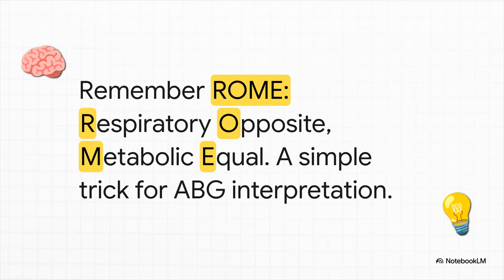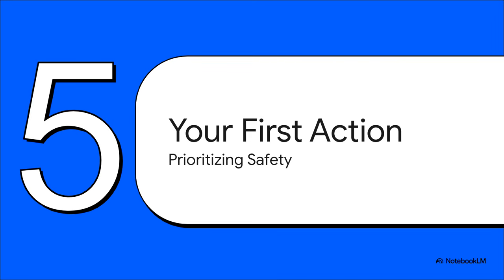But don't worry, there's a super simple way to remember all this. It's the classic mnemonic ROAM. If the pH and the CO2 are moving in opposite directions, it's a respiratory problem. If the pH and the bicarb are moving in an equal direction, it's a metabolic problem. Respiratory, opposite, metabolic, equal. That's it. It's that easy.